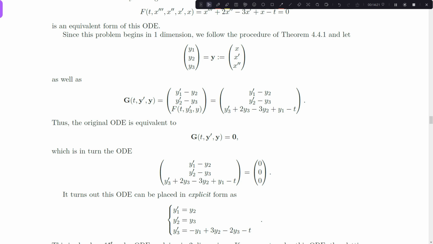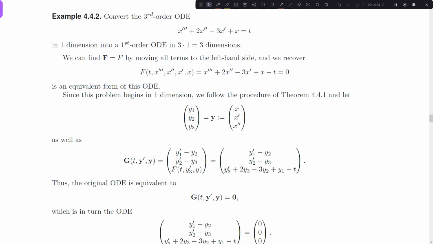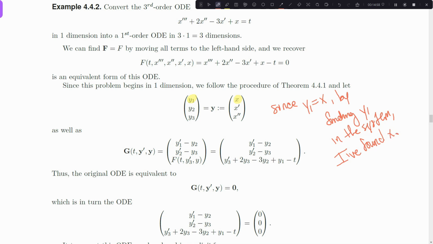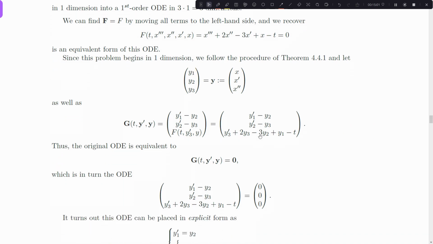How would we actually recover the solution x, right? The solution x that I cared about at the end of the day, that solves that ODE. How am I going to recover that from my system? Well, I just recall this definition that y1 and x happen to be the same. So since y1 equals x, by finding y1 in the system, I've found x, which is my actual solution to the ODE.